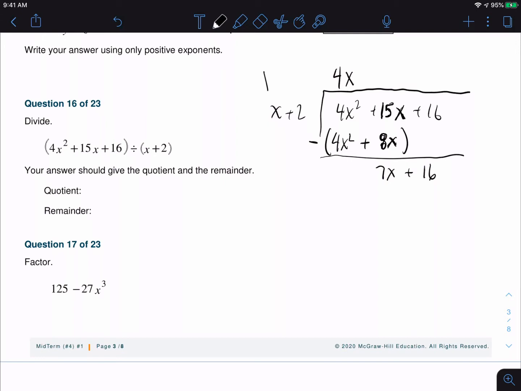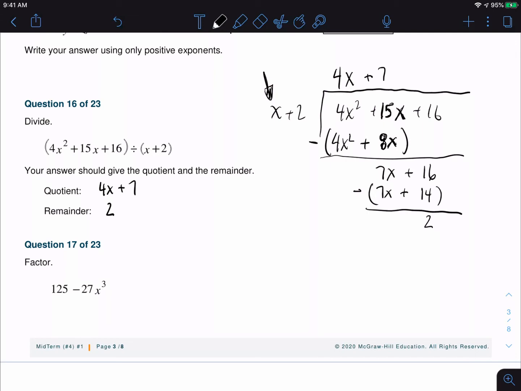So looking at this x here, I need it to become 7x. So what do I need to multiply the x by to make it 7x? 7? Yeah, a positive 7, right? So I'm going to multiply by a positive 7. So 7 times x is 7x, plus 7 times 2 is 14. Parentheses subtract. And so the 7x is going to cancel. And what am I going to get as a remainder? 2. That's right, 2. So my quotient is going to be 4x plus 7, and my remainder will be 2.